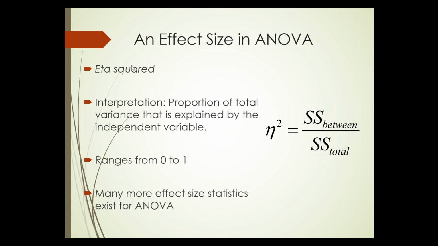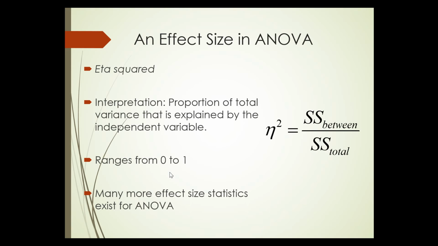So it's called eta squared, and it's symbolized like so, the Greek letter eta, and it's interpreted as the proportion of the total variance that is explained by the independent variable. So it's literally the sum of squares between, or sum of squares effect, divided by sum of squares total. So the proportion of the total sum of squares that is between sum of squares, right? The differences between the conditions around the grand mean.